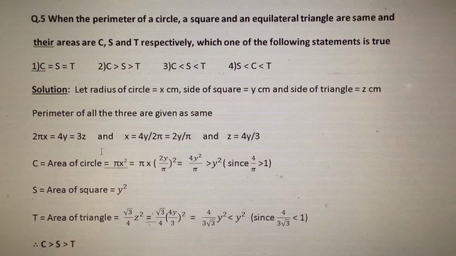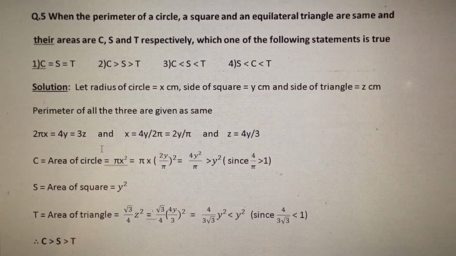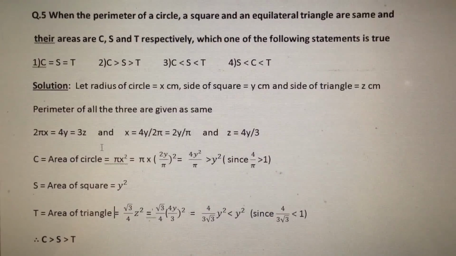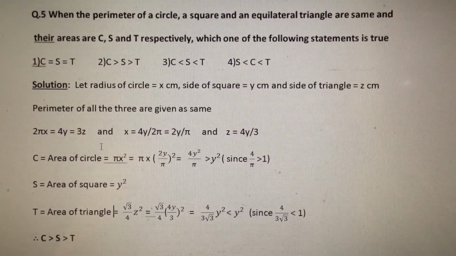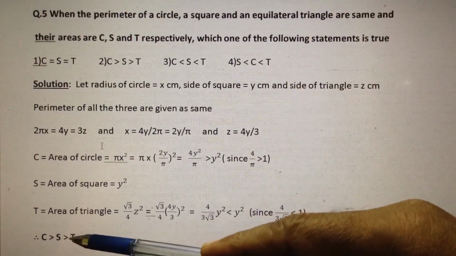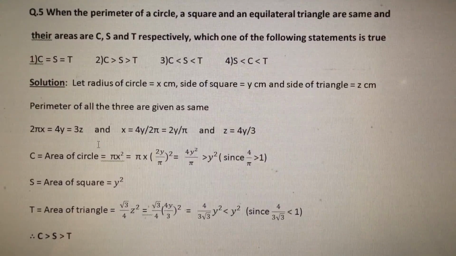Now C, which is 4y square by pi, is clearly greater than y square. Also T, which is 4 by 3 root 3 y square, is definitely less than y square. Therefore, the relation is C greater than S greater than T. The answer is option number 2.